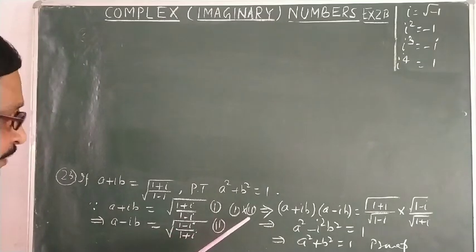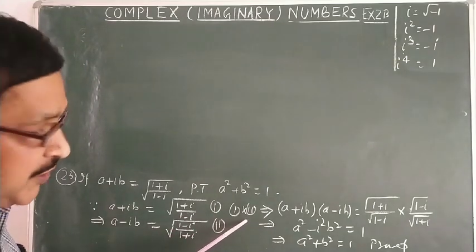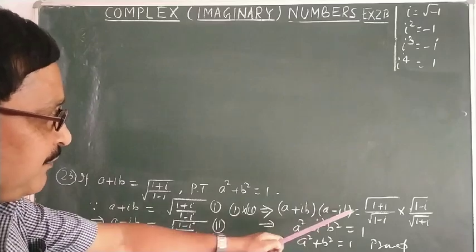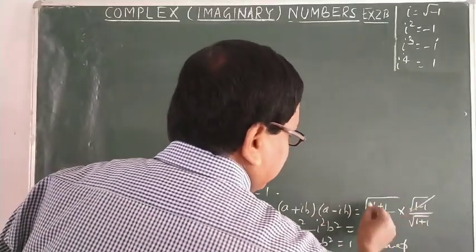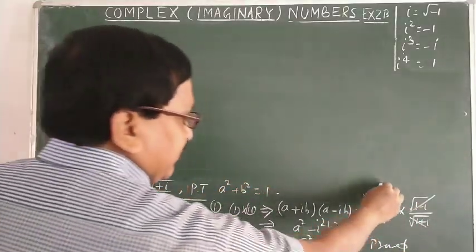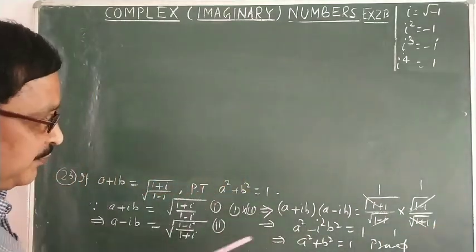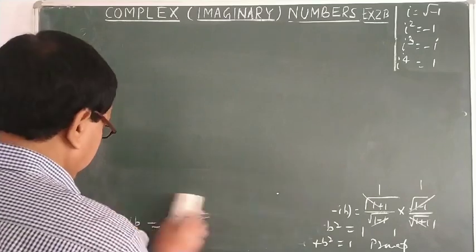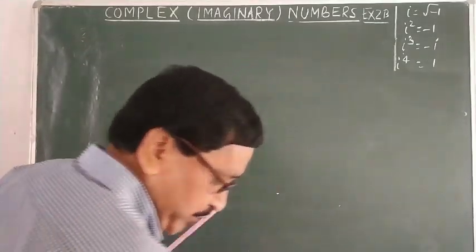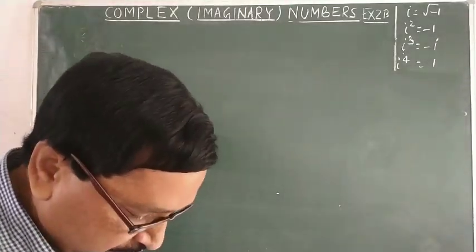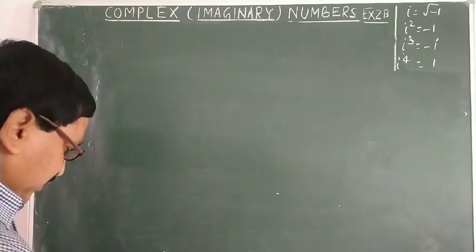Now multiply 1 and 2 as you have done in problem 22. So again this is cancelled with this, and we are getting 1, 1, 1, 1. So i square is equal to minus 1, so the proof is conducted. Now the next question may be harder for you. Problem 24 you can do yourself.